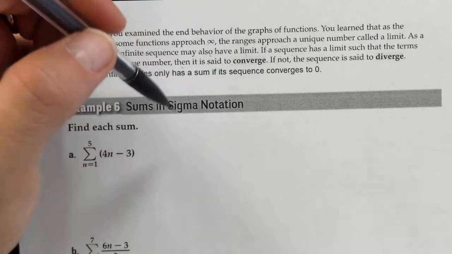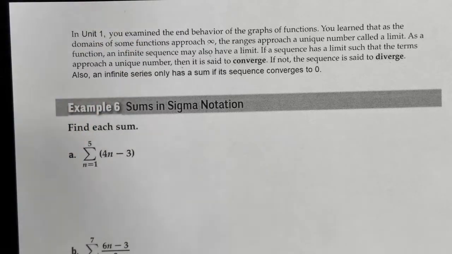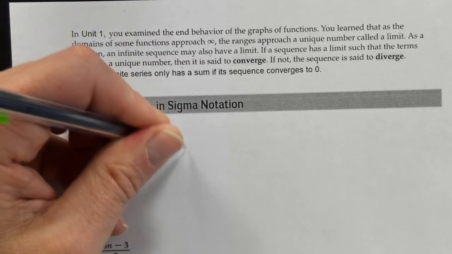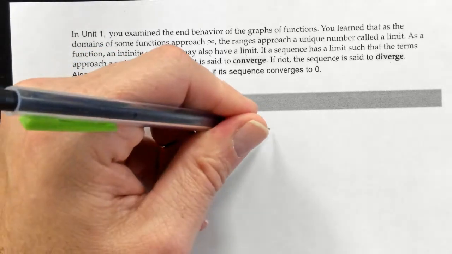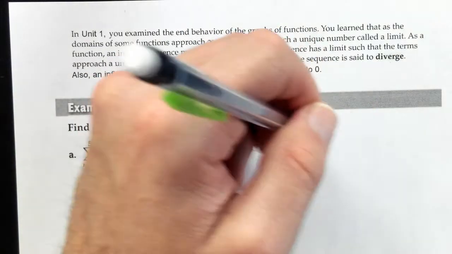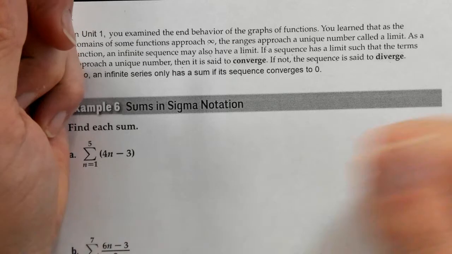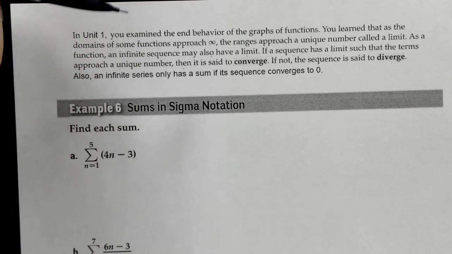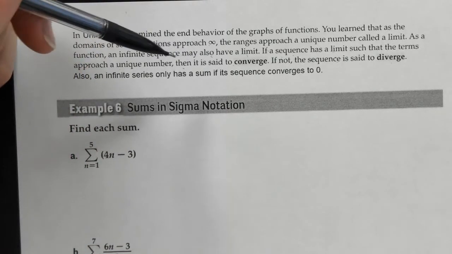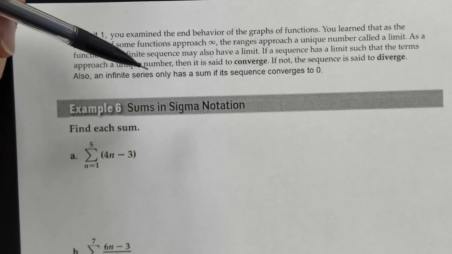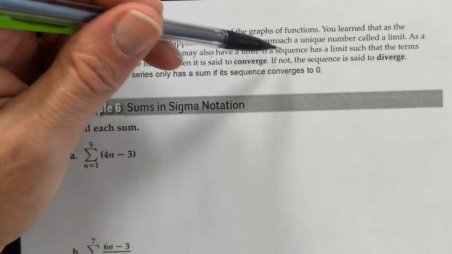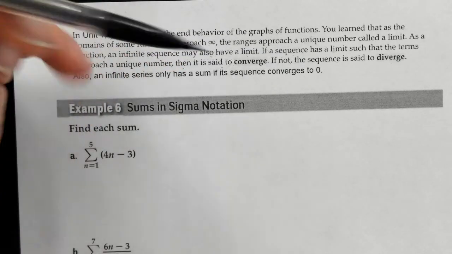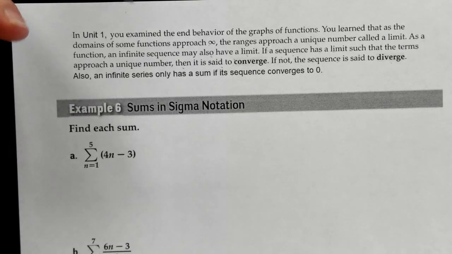So, for example, if the first term in the sequence is 9.9, the next one is 9.99, the third one is 9.999, and the fourth one is 9.9999, then the further out you go, the closer those terms get to the number 10. It never gets there because 10 is the limit of what those terms approach. So you would say that that particular sequence converges to 10. Does that make sense? All right.